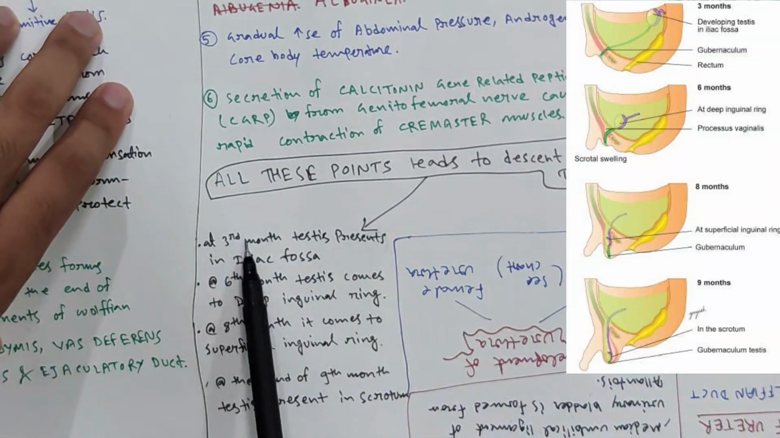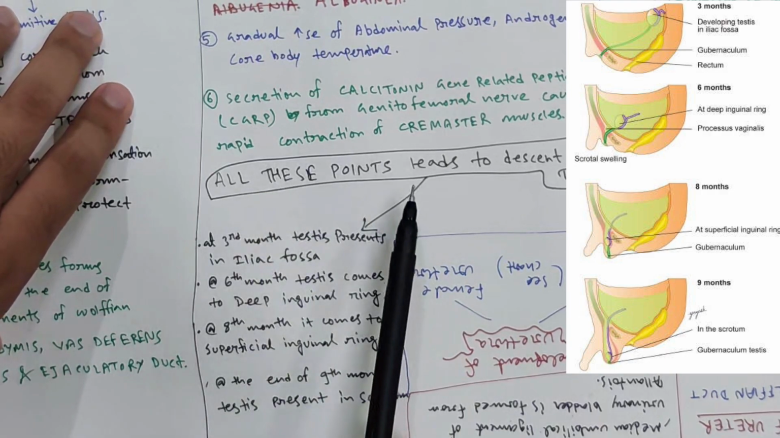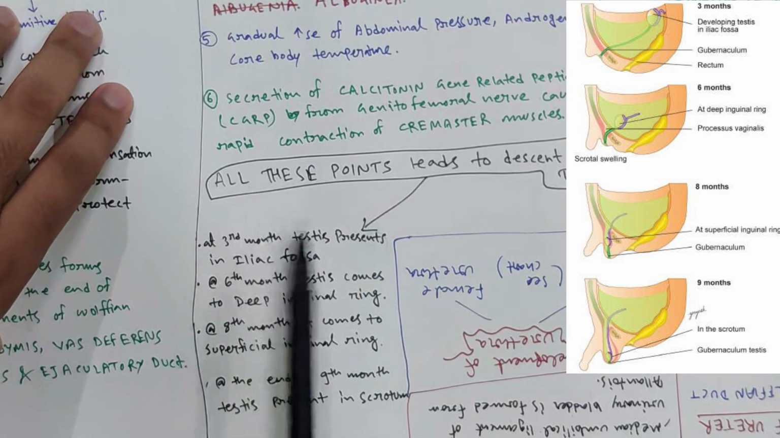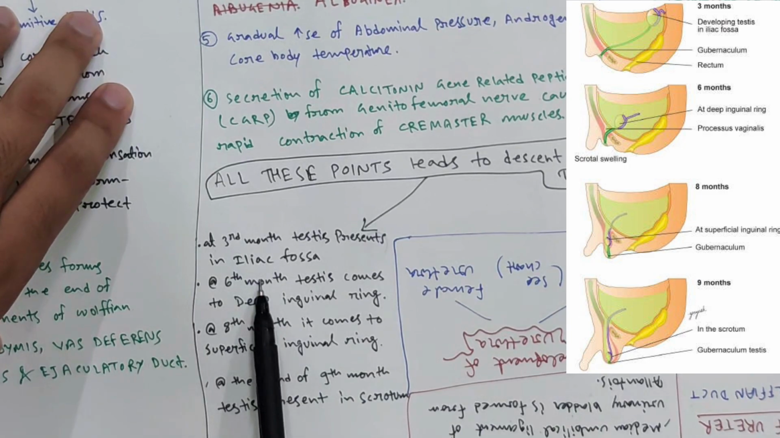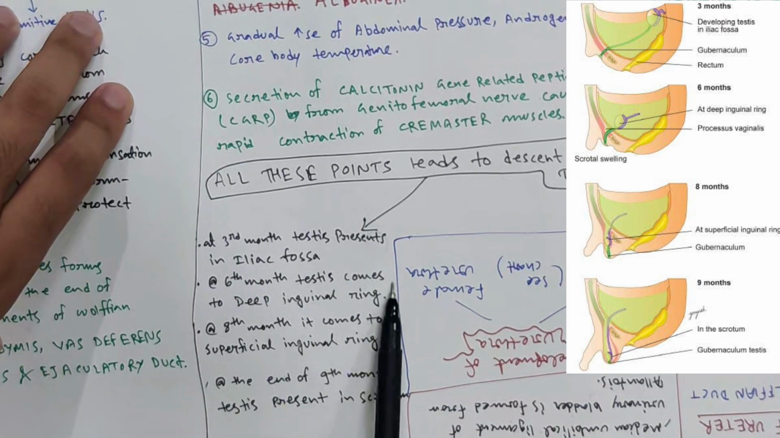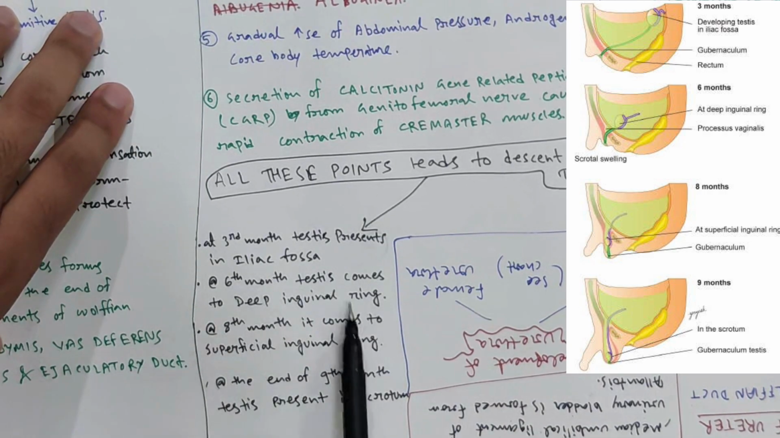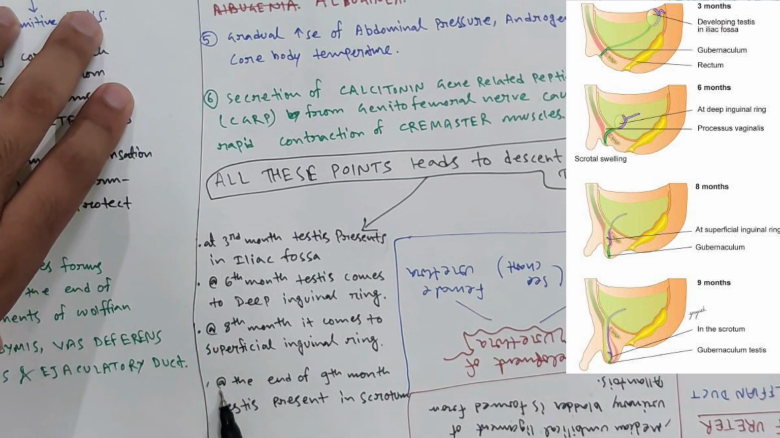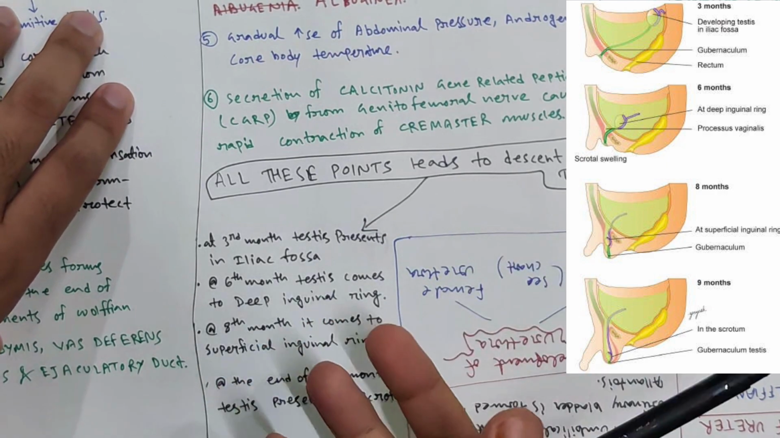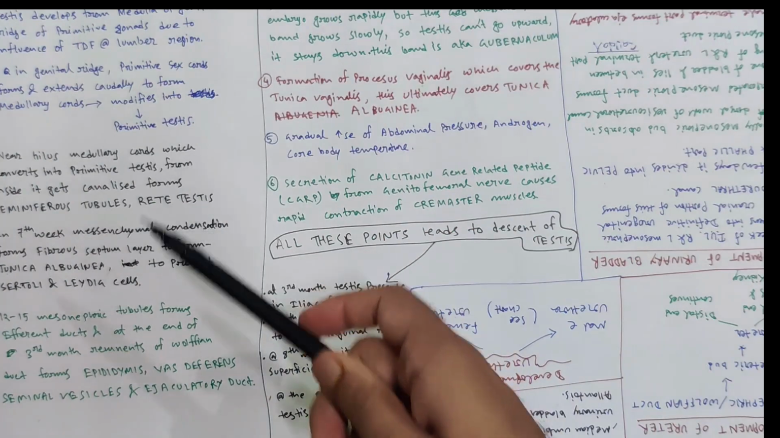See, at the third month, the testis on the right side and left side is present at the iliac fossa. At the 6th month of intrauterine life, the testis comes to the deep inguinal ring. At the 8th month of intrauterine life, the testis on the right side and left side comes to the superficial inguinal ring, and at the end of the 9th month, the testis is present in the scrotum. So this is the overall development of the testis.